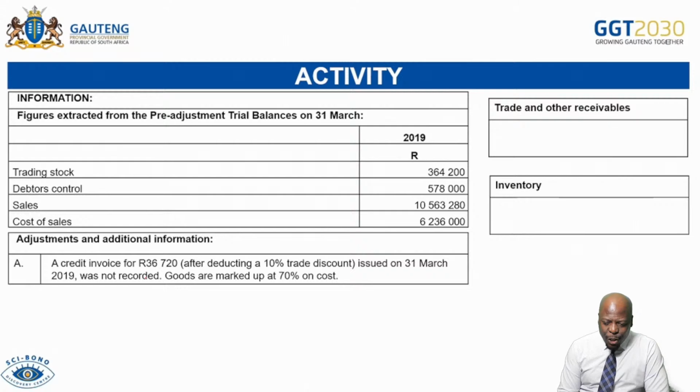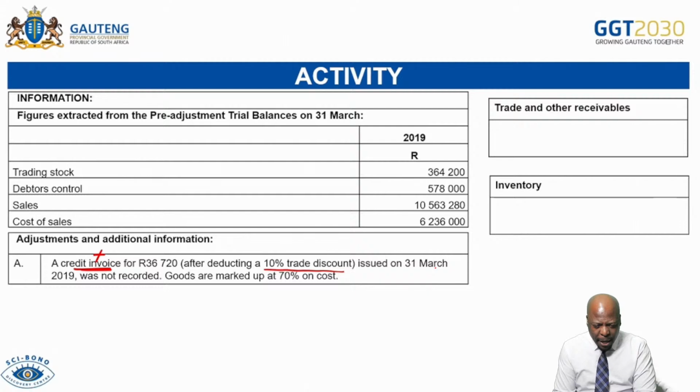Okay, so the adjustment reads here, a credit invoice. In my mind, the moment I hear the word invoice, I know that we sold goods on credit. So the sign I already have in my mind is a plus. I sold goods, an invoice is a plus. A credit invoice for 36,720 after deducting a 10% trade discount. Very key. This is a trade discount.